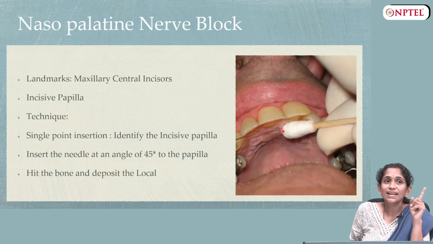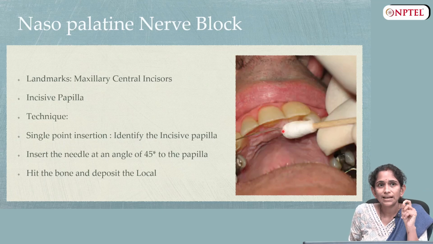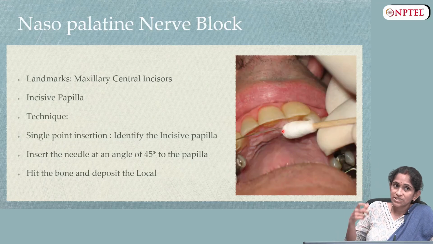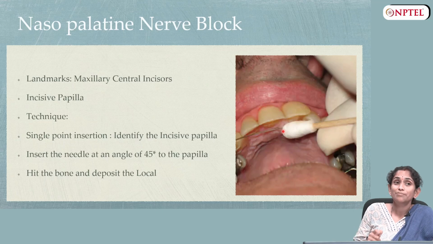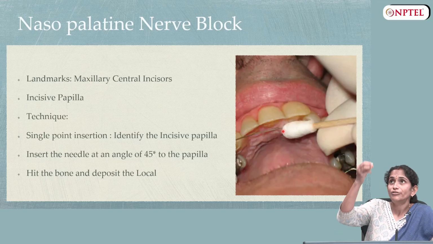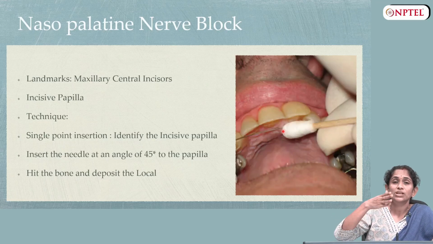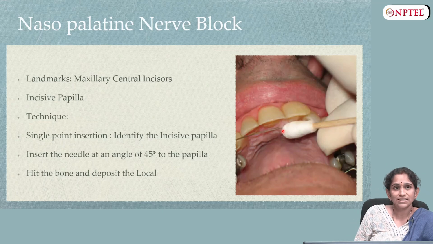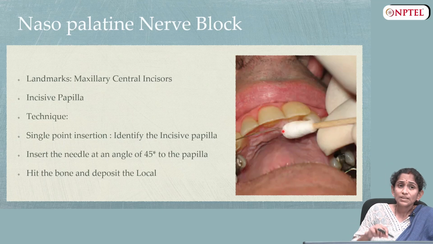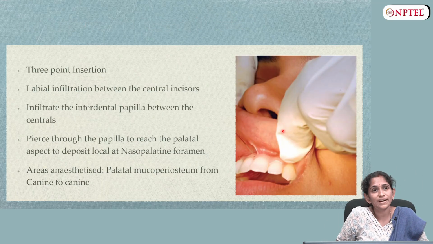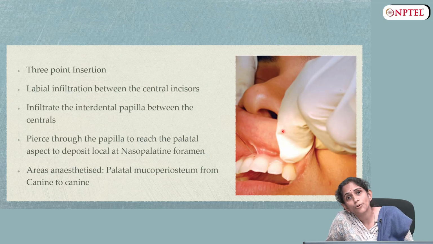This is the single point of insertion of the needle, and the problem with this technique is the pain that is encountered during the insertion, because of which sometimes we may not be able to deposit the complete 0.2 cc, and often the LA spills into the mouth instead of entering the tissues. So, that is a disadvantage of single point of insertion. The other method of nasopalatine nerve block includes 3-point insertion.